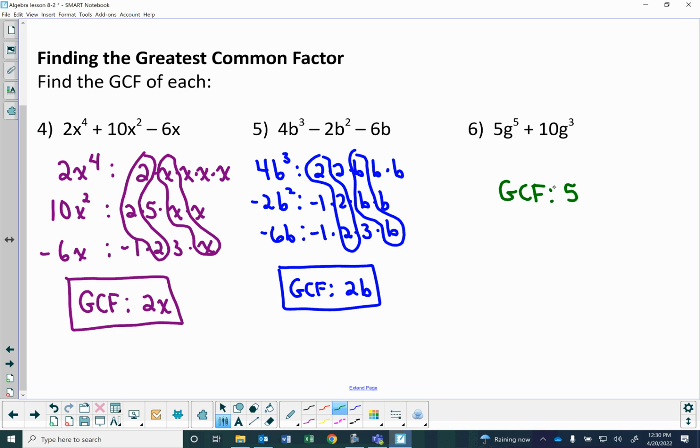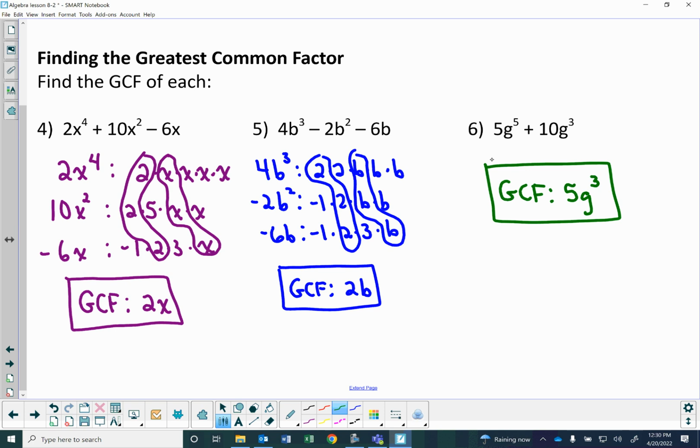And what's the greatest number of variables I can take out? Well, the greatest number of variables you can take out is the smallest number that appears in any one monomial term. So if I look at this, I have a g to the fifth and the g to the third. The one that shows up the least amount of times is g to the third. So that's the greatest number of g's I can take out: g to the third. So my GCF is 5g to the third. So you can either break it down into prime factorization, or you can think through it logically. Either one, they work quite well.